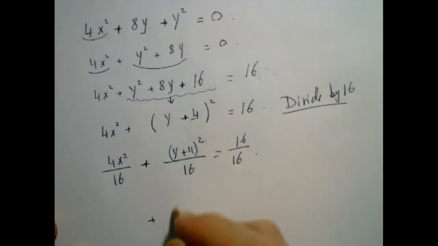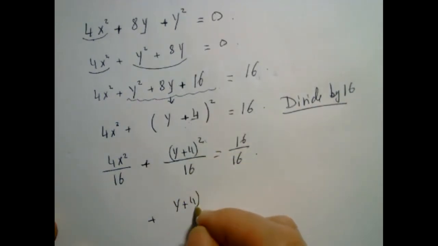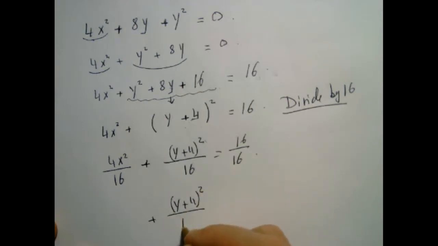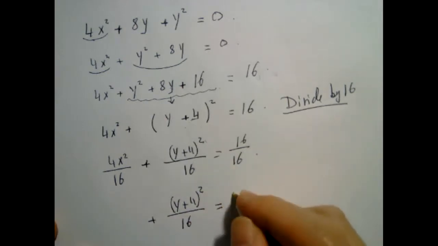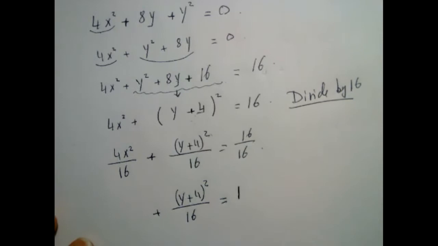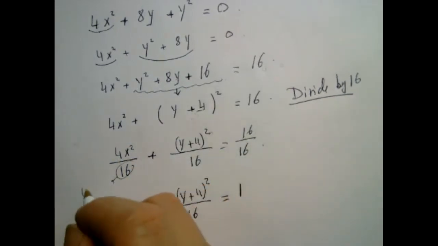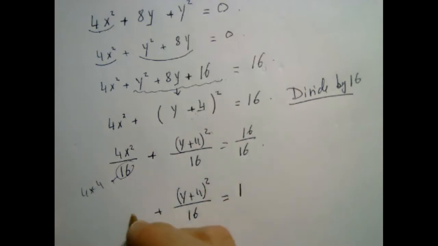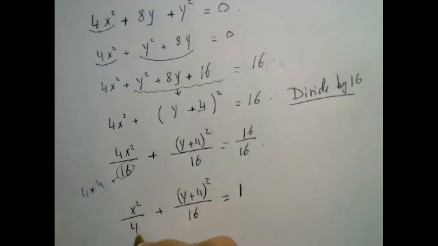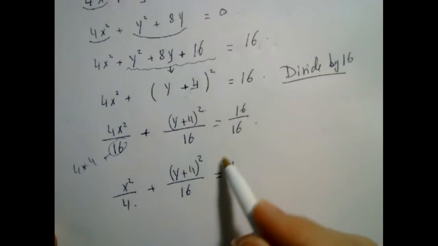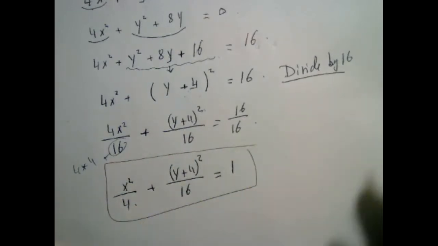Now, this term, there is nothing. We're done with that term. That's clear. 16 over 16, it's 1. So I'm guaranteeing the right side as well. Now, 4x squared over 16, this is 4 times 4. This will give me x squared over 4. And now this is an ellipse in the standard form.